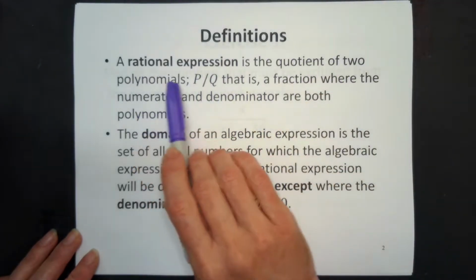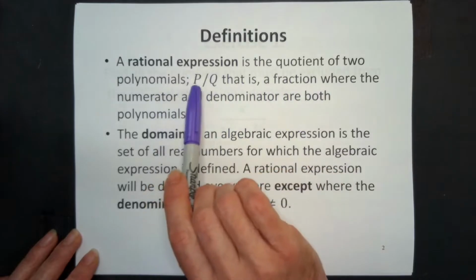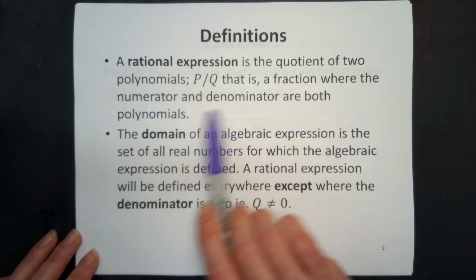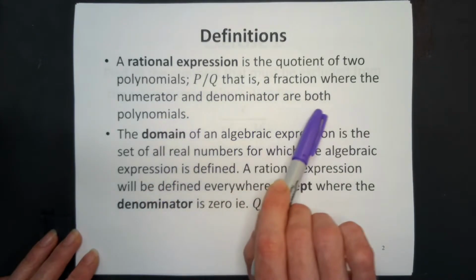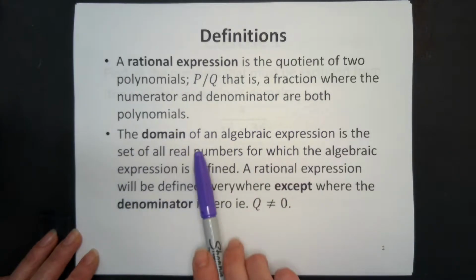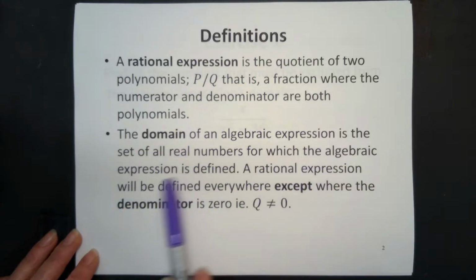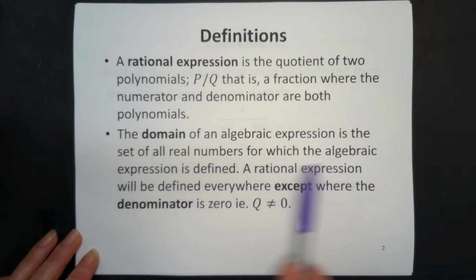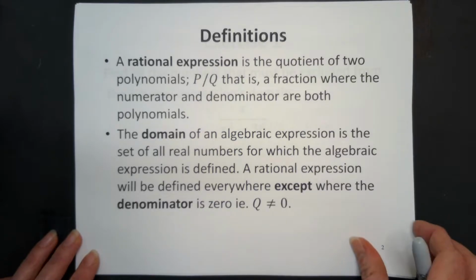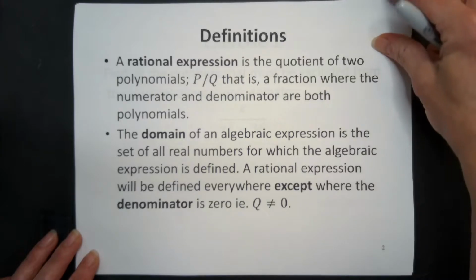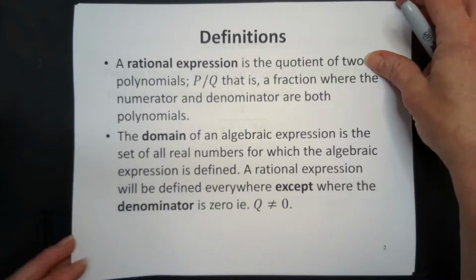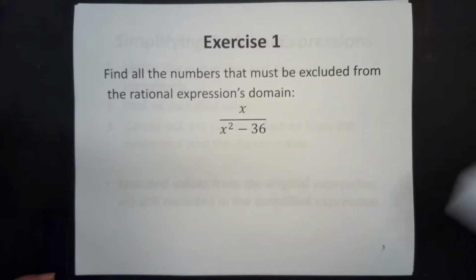Definitions. A rational expression is the quotient of two polynomials, p over q, that is a fraction where the numerator and denominator are both polynomials. The domain of an algebraic expression is the set of all real numbers for which the algebraic expression is defined. A rational expression will be defined everywhere except for where the denominator is 0. In this case, q equals 0. Q is the polynomial name on the denominator.